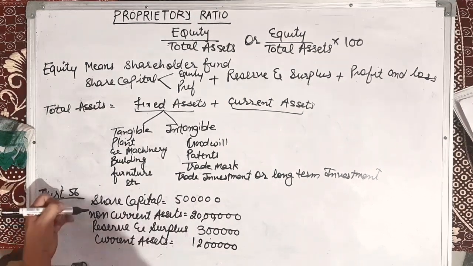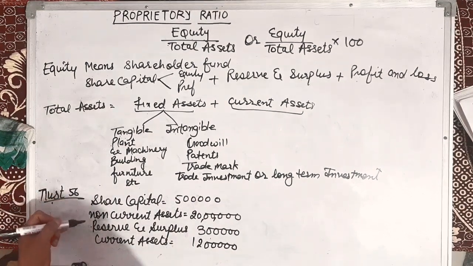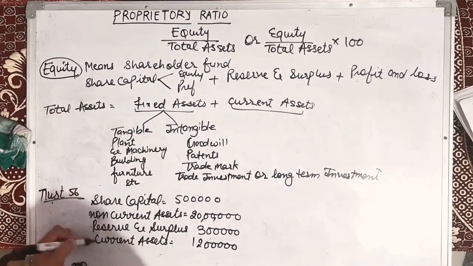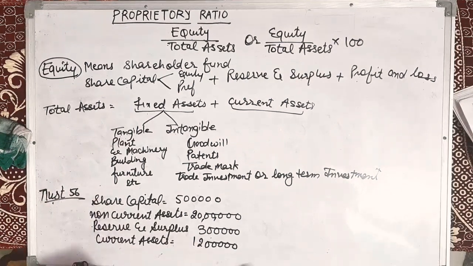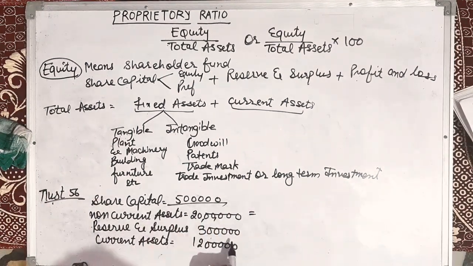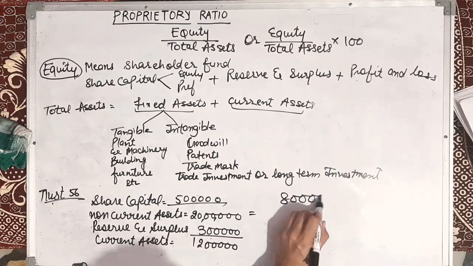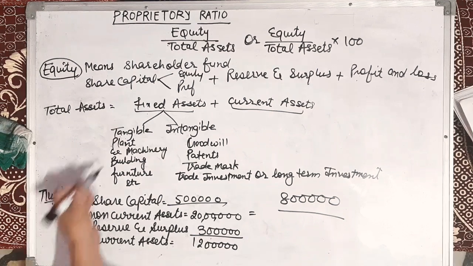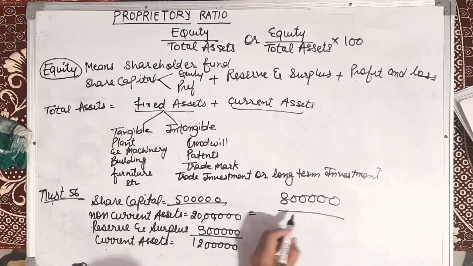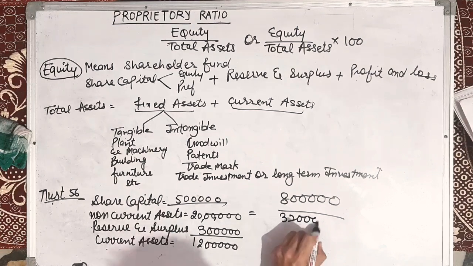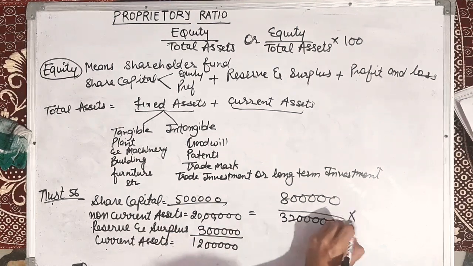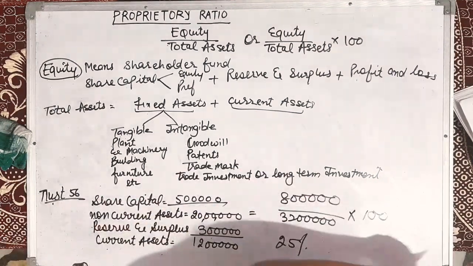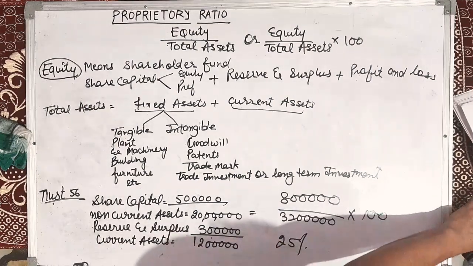So we know that share capital and reserve and surplus are part of equity, and non-current assets and current assets are part of total assets. So equity is equal to 5 lakh plus 3 lakh, that is equal to 8 lakh. And total assets is equal to non-current assets, that is fixed assets, plus current assets, that is equal to 32 lakh. So 8 lakh divided by 32 lakh into 100 is equal to 25%. Now we will move to illustration number 58.